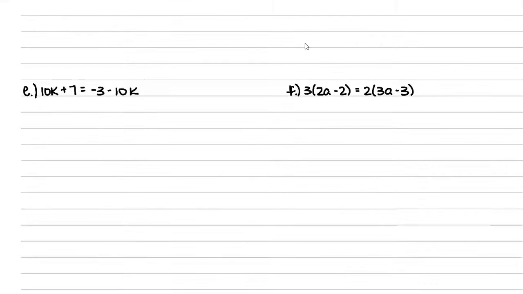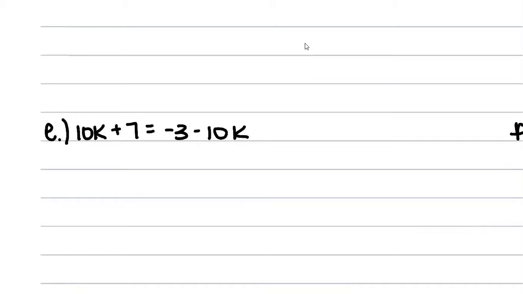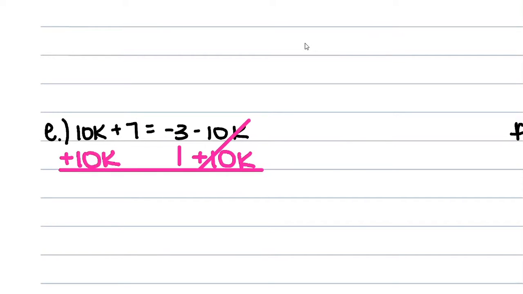For E, we have 10k plus 7 is equal to negative 3 minus 10k. So I'm going to add my 10k to each side. The ones on the right are going to cancel out. I'm going to drop down that negative 3 as well as the 7. So I have 20k plus 7 is equal to negative 3.